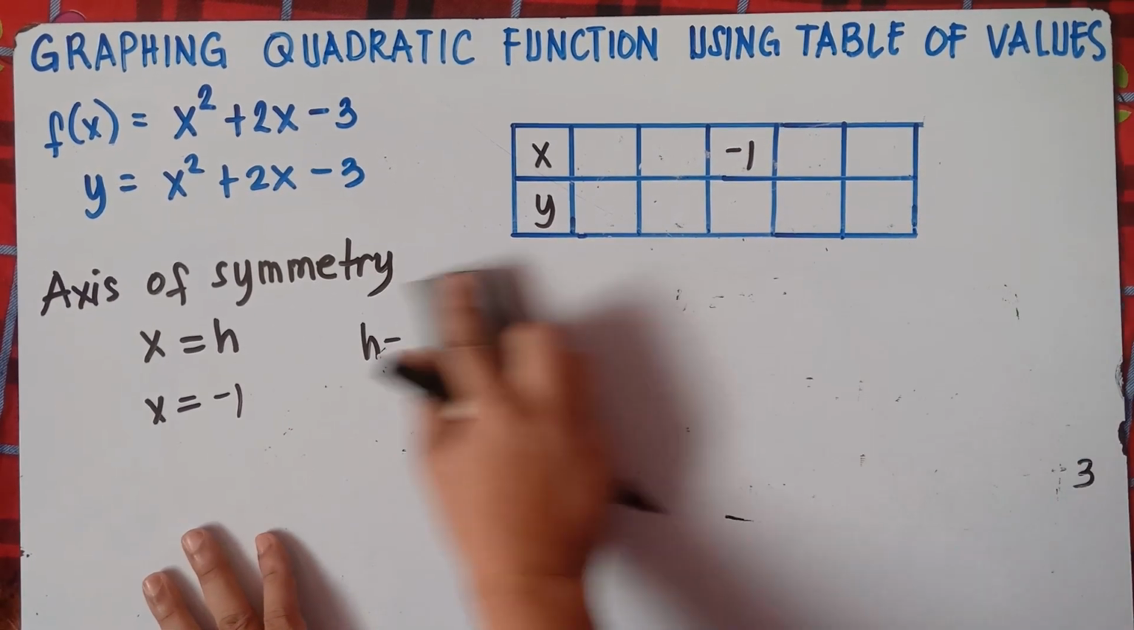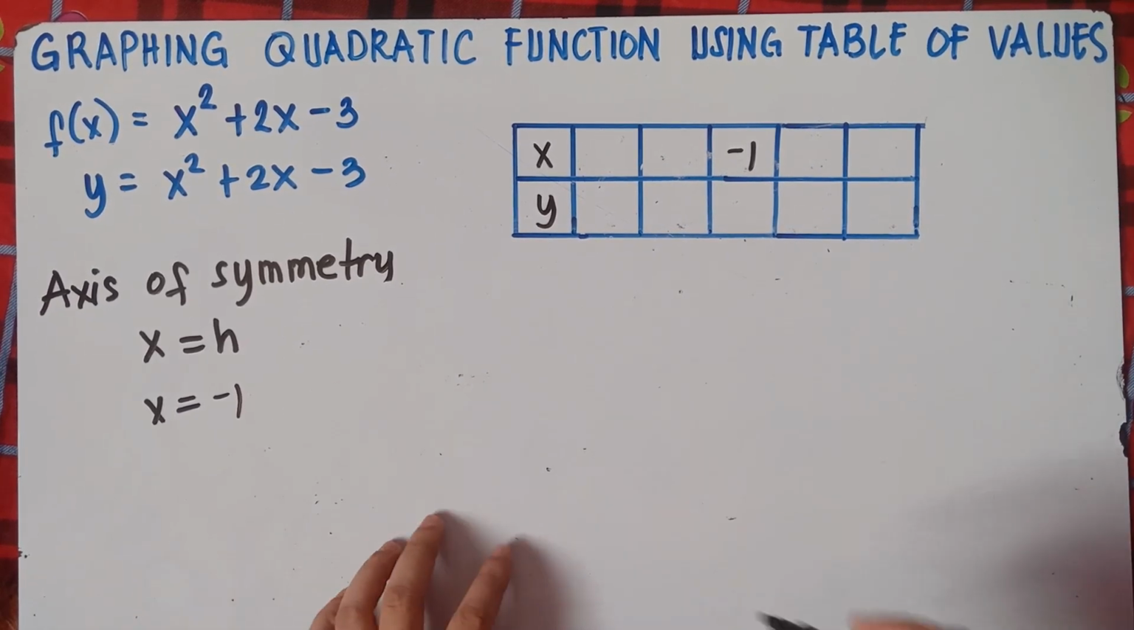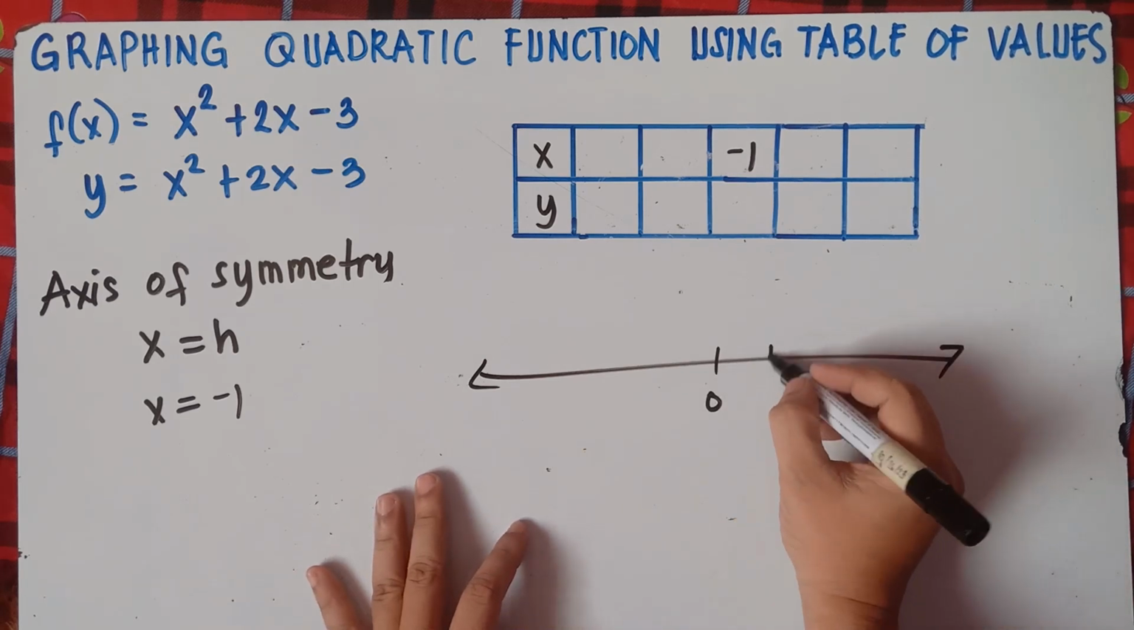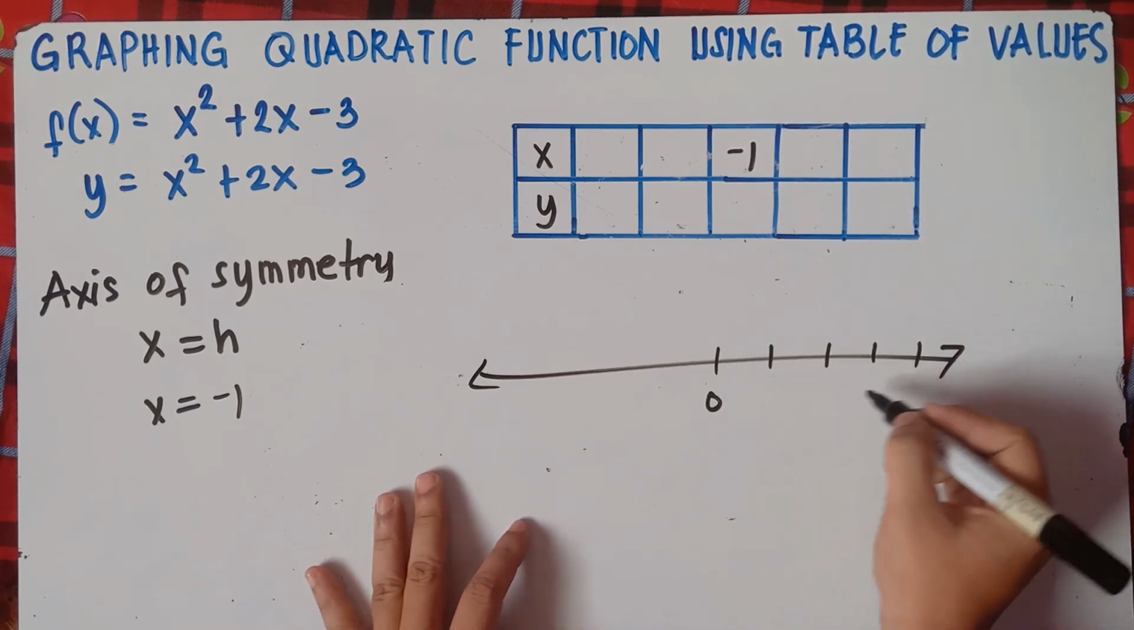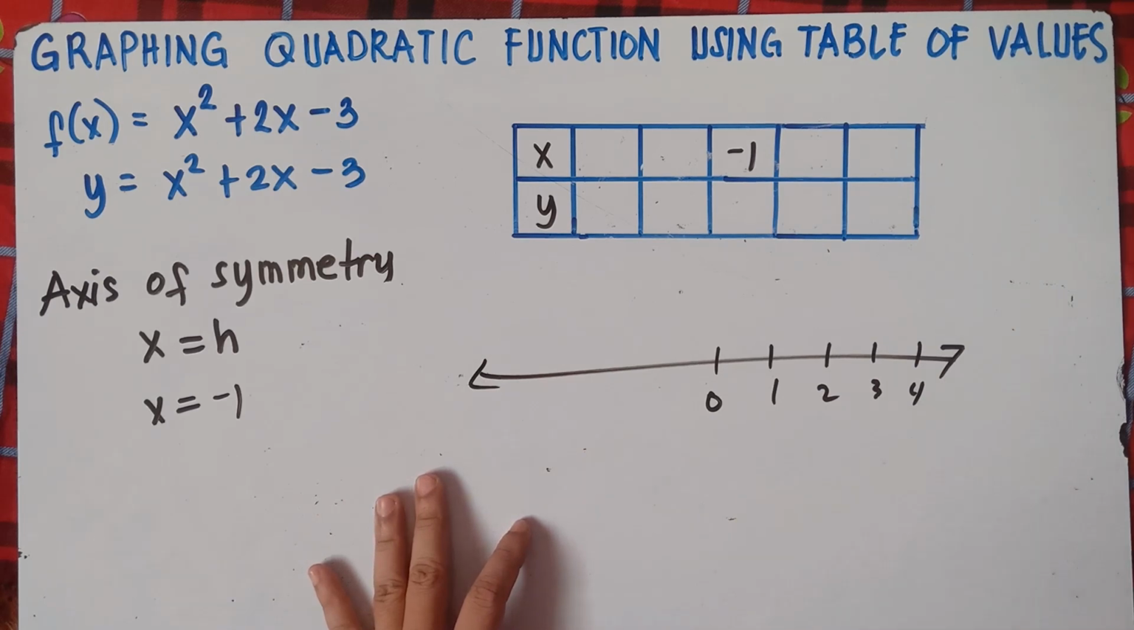Alright, so do you still remember, class, the number line? So the number line, of course, you have 0. Then on the right side, that would be all positive numbers: 1, 2, 3, 4, and all will be positive on the right: 5, 6, 7, and so on.